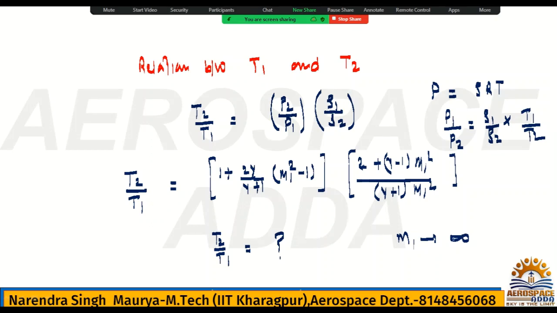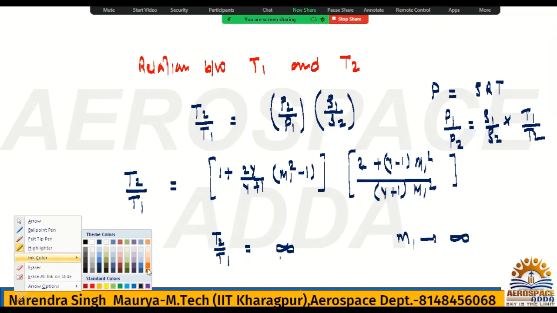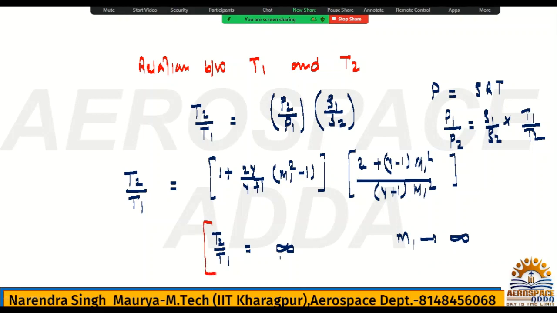Alright. So because once M1 approaches infinity, the pressure term will be infinite, P2 by P1 infinite into something, again it will give infinite. So that value I'm going to write directly here. Okay, this will also be infinite, that you need to remember. Okay, so this type of analysis they are asking. In the exam directly the value will be asked to you. If you know the formula then you will be able to find this. But if you have already done it one time, then you will remember, okay, for M1 infinite, T2 by T1 is infinite, or for M1 infinite, P2 by P1 will be infinite, like that.